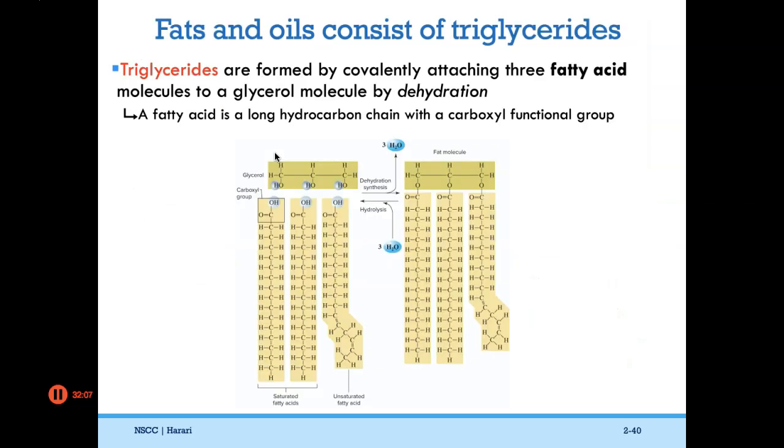So triglycerides, we said fats and oils consist of triglycerides, and triglycerides are formed by covalently attaching three fatty acid molecules, right? Tri. So we're taking three fatty acid molecules shown in yellow, and we're attaching them to this green glycerol alcohol molecule, so glycerol. And of course, in order to attach things, we need to do a dehydration reaction. So these three fatty acids are being linked to this glycerol. They're being stapled together by dehydration synthesis.